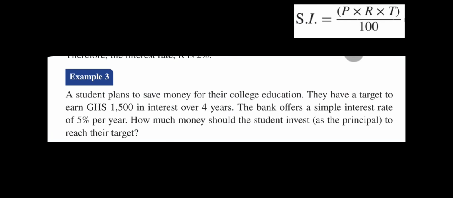All right. A student plans to save money for their college education. They have a target to earn 1,500 Ghana cedis in interest over 4 years. The bank offers a simple interest rate of 5% per year. How much money should the student invest as the principal to reach their target?